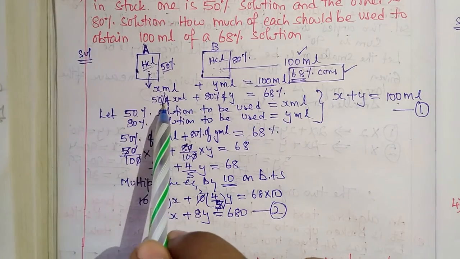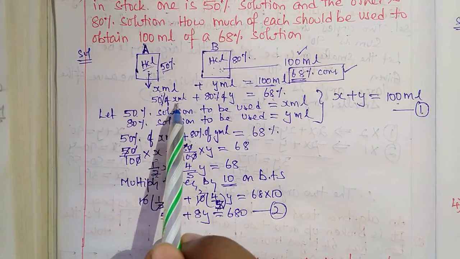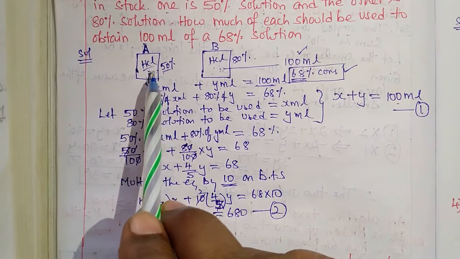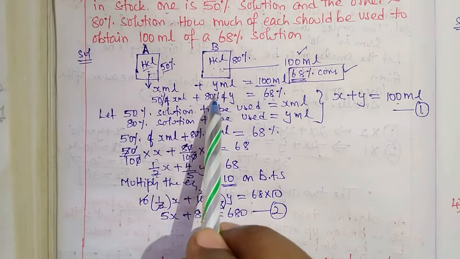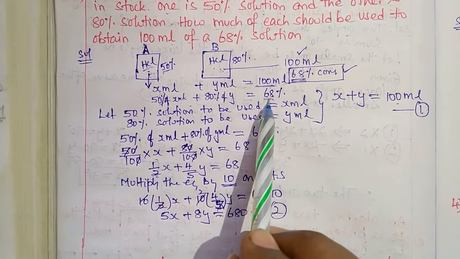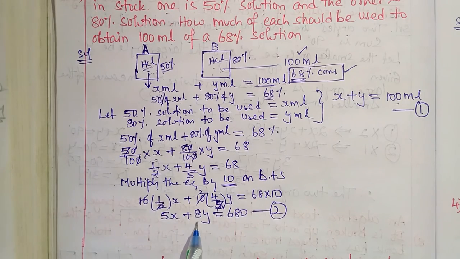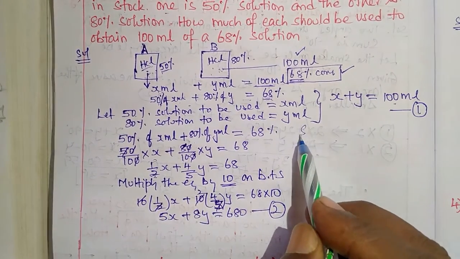We have to get a concentration of 68%. Therefore 50% of X ml, that is this quantity of X ml, plus 80% of Y ml should give me how much concentration? 68. So by solving I got this equation.